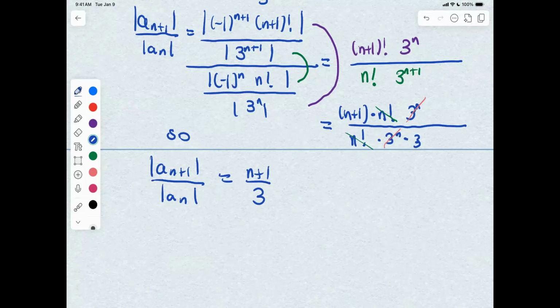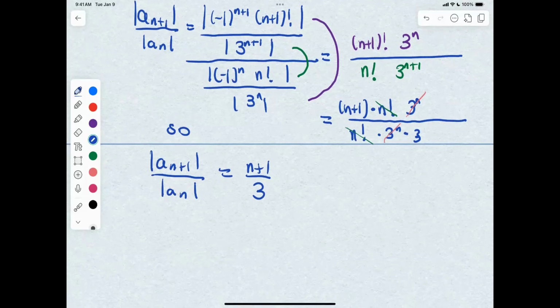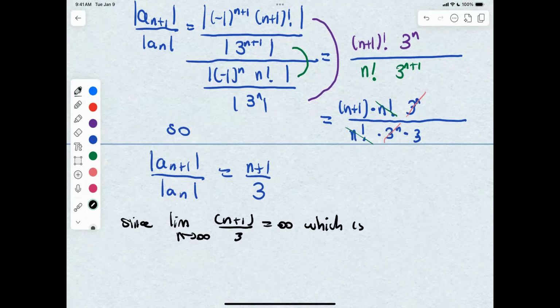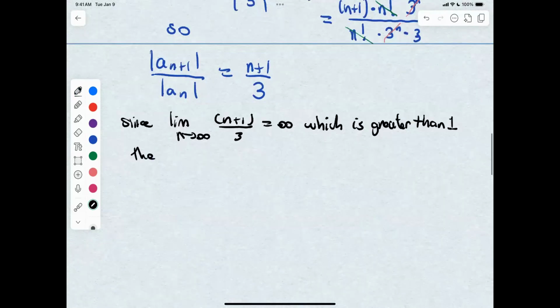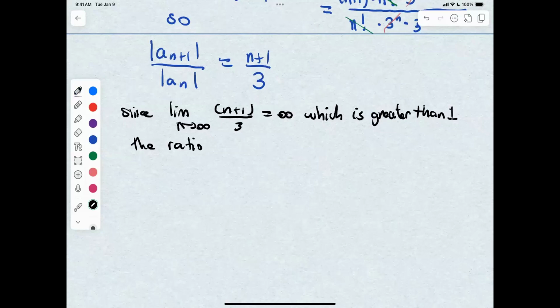So since the limit as n goes to infinity of n plus 1 over 3 is infinity, which is greater than 1, the ratio test says that the series diverges, both with or without absolute value.